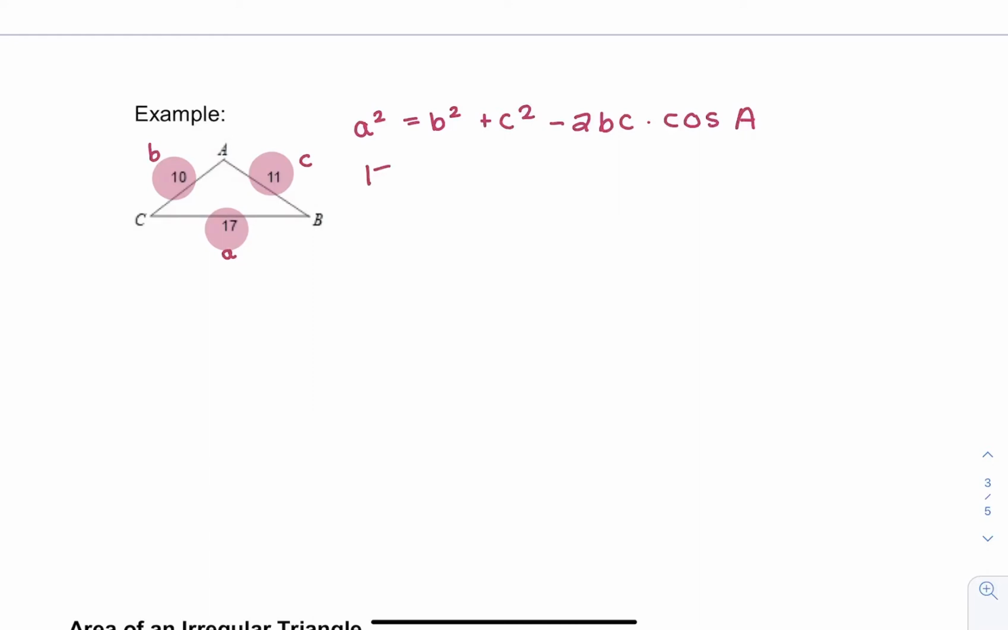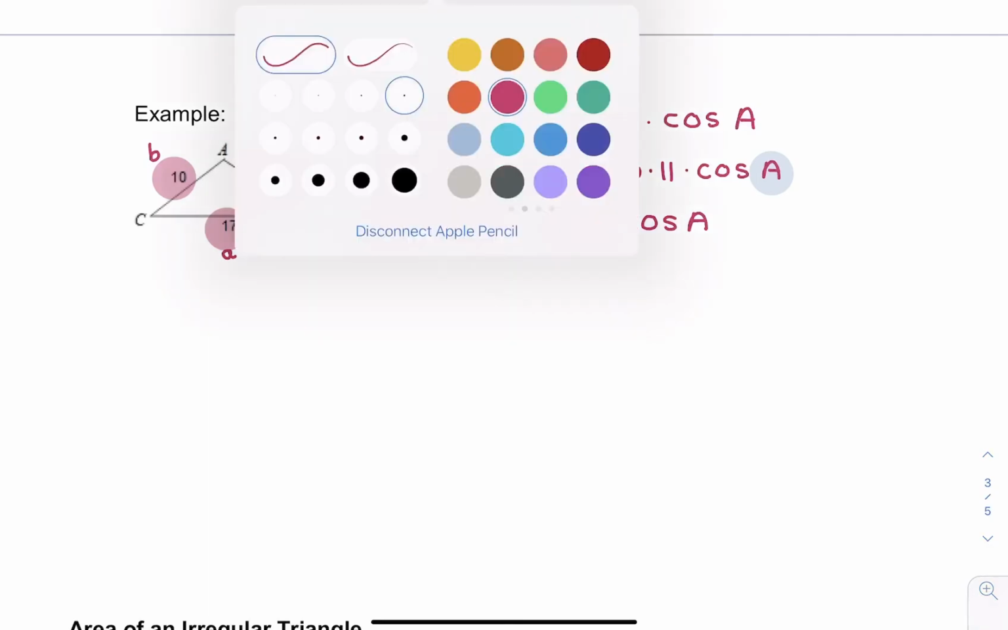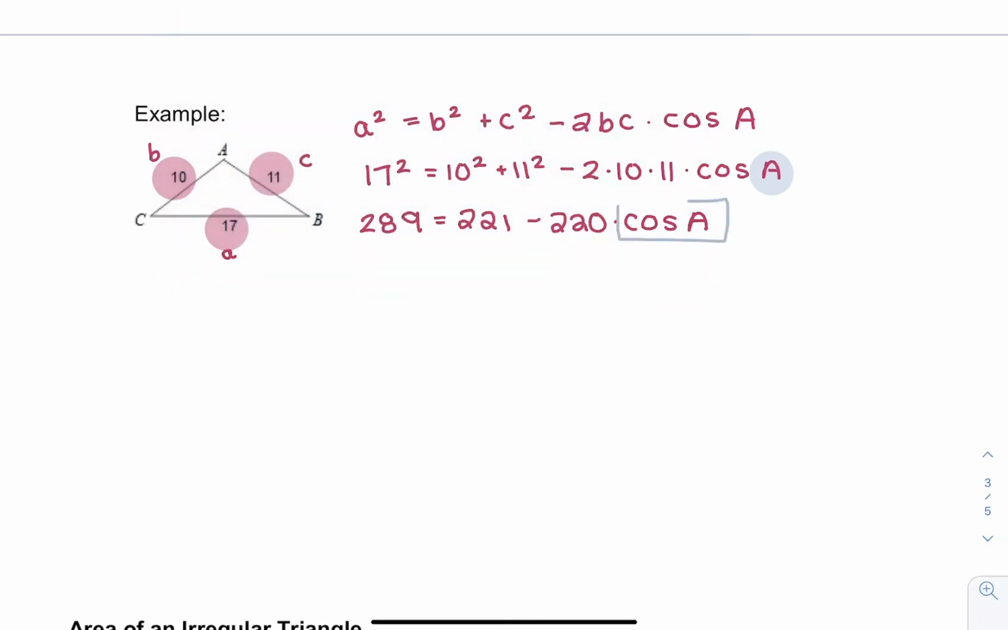So now A squared, 17 squared, equals 10 squared plus 11 squared minus 2 times 10 times 11 times cosine of A. Now, these problems aren't as nice because notice what we're trying to solve for is way over here. We can't just plug it straight into our calculator. So let's simplify as much as we can. We have 289, and then 10 squared plus 11 squared is 221. Then 2 times 10 times 11 is 220 times cosine of A. Now we're going to have to solve for cosine of A.